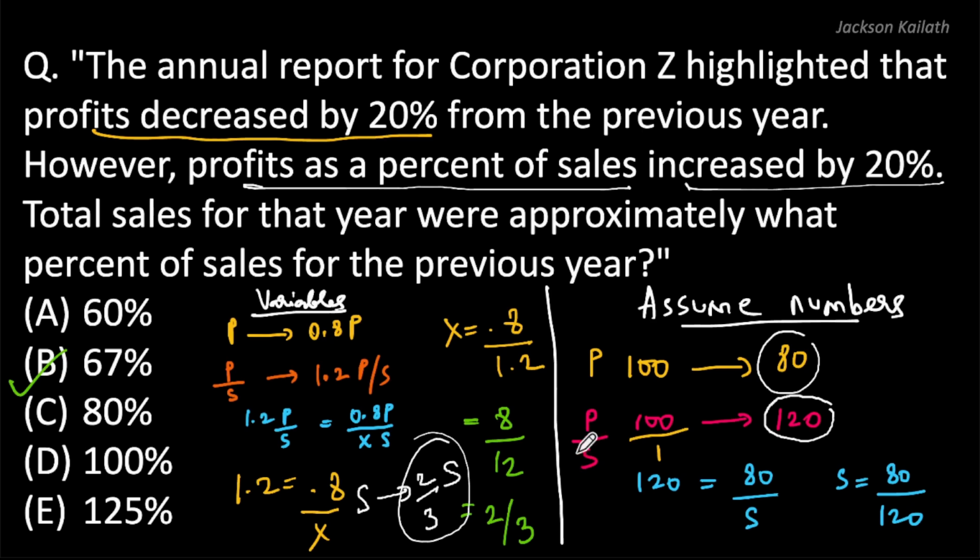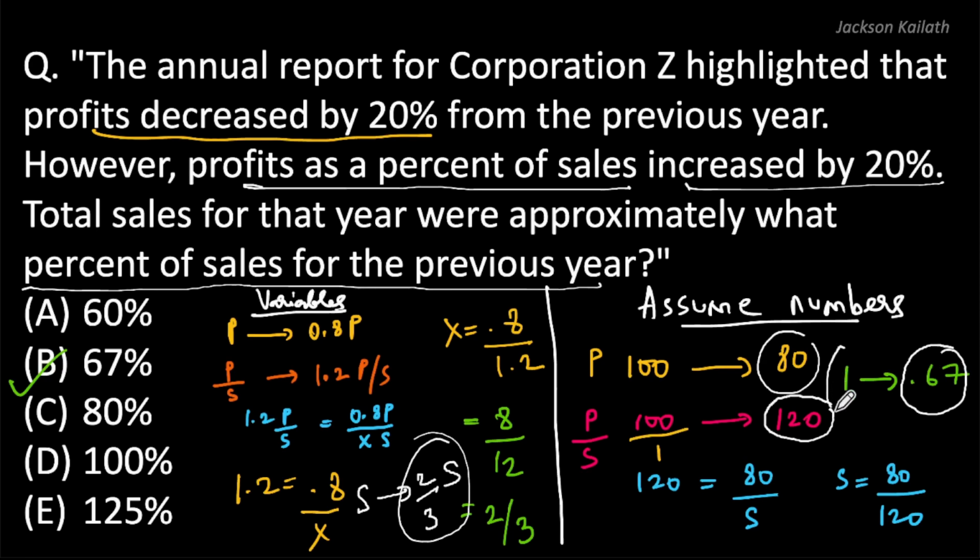Now over here, initially we assumed that sales was 1 and 80 by 120 is nothing but 0.67, right? So sales is changing from 1 to 0.67, which is the value that we assumed, right? So again, the question is total sales for the second year were approximately what percentage of sales for the previous year. So this is actually 0.67 or 67% of 1, right? Where 1 was the sales which we assumed for the previous year. So that's why the answer is again coming to 67%.